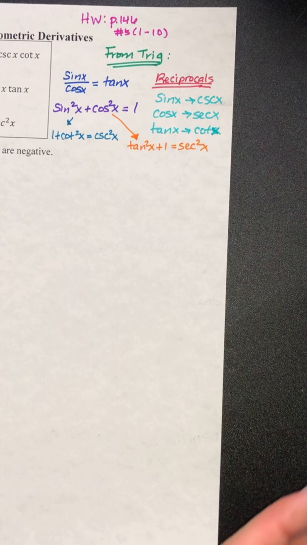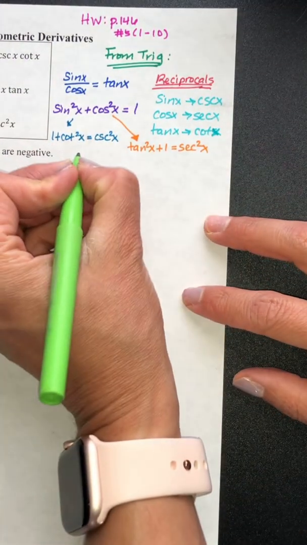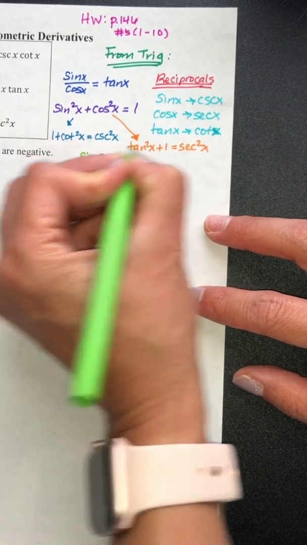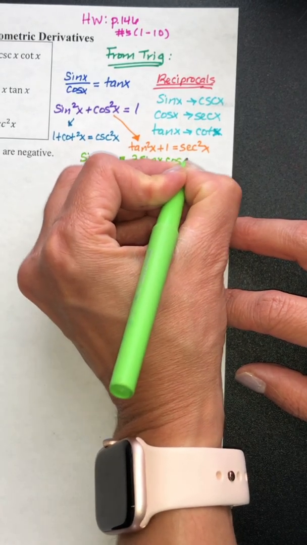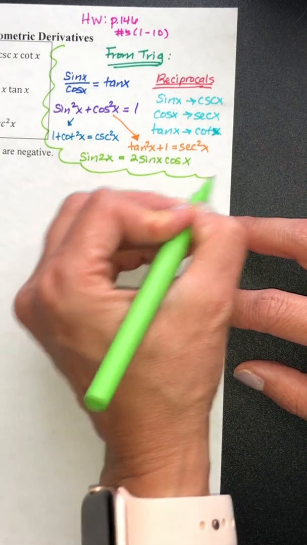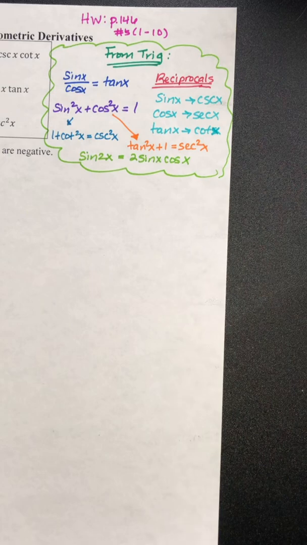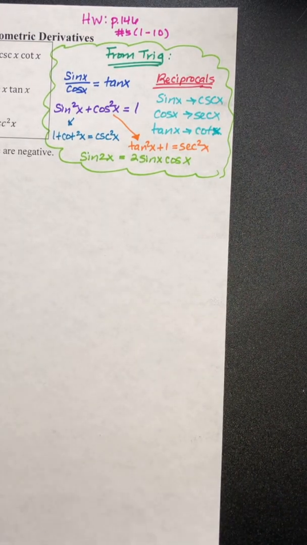And then the last identity that we learned at the end of Math 3 last year was the double angle identity. Sine of 2x equals 2 sine x cosine x. So all of these things we're going to need to remember and recall and reduce, reuse, recycle for calculus right now. So it's not really anything new. The only thing new is taking derivatives of these trig functions.